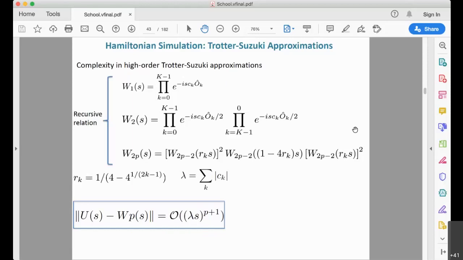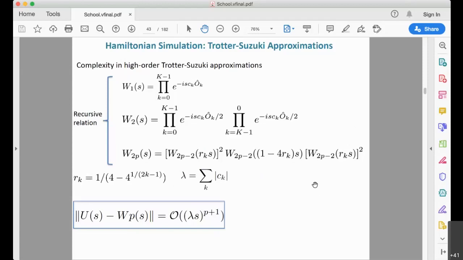There is a recursion that can be shown, and this is, you know, this W2P of S that calls the previous, basically, order approximations to increase the order over and over, all right? So this is well known. I mean, the evolution times have to be chosen in a particular way, okay?